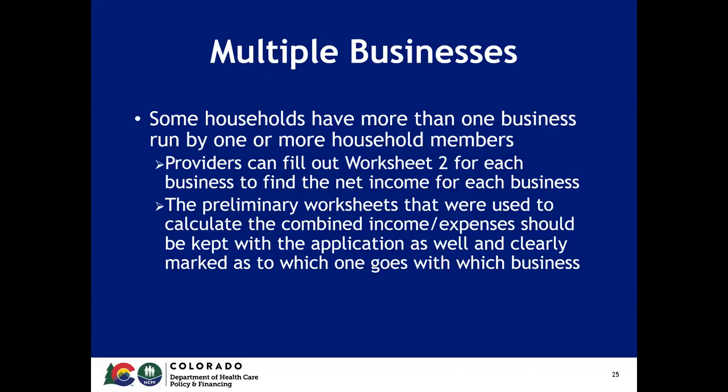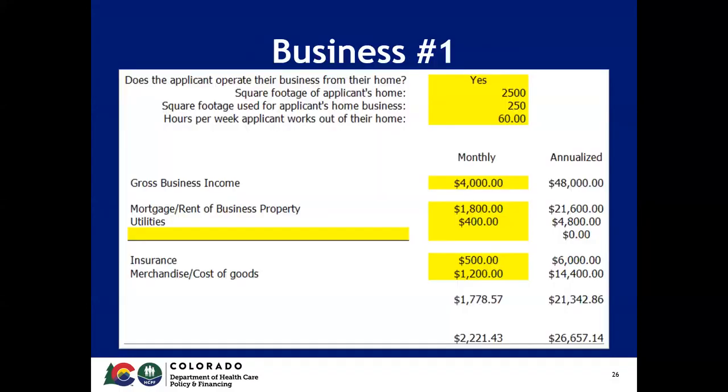So some households may have more than one business that is run by one or more of the household members. Since there is only one worksheet 2 available in the application, you may need to fill it out for each business to find the net income and then work it from there. So if you do that, you would need to fill out the information, print that worksheet, and keep that with the application so that you can figure out which one goes with which business. We do have an example as well.